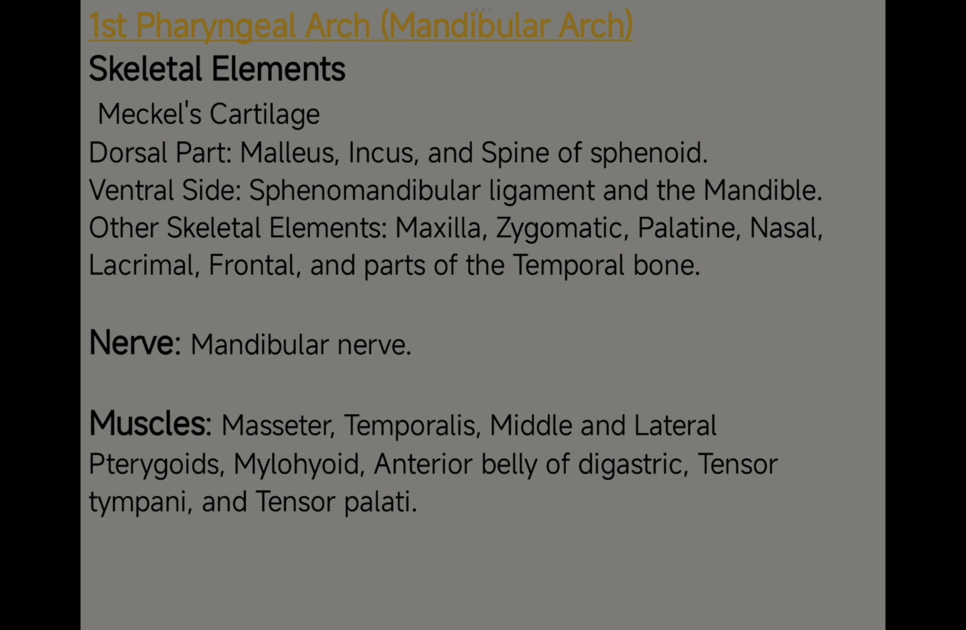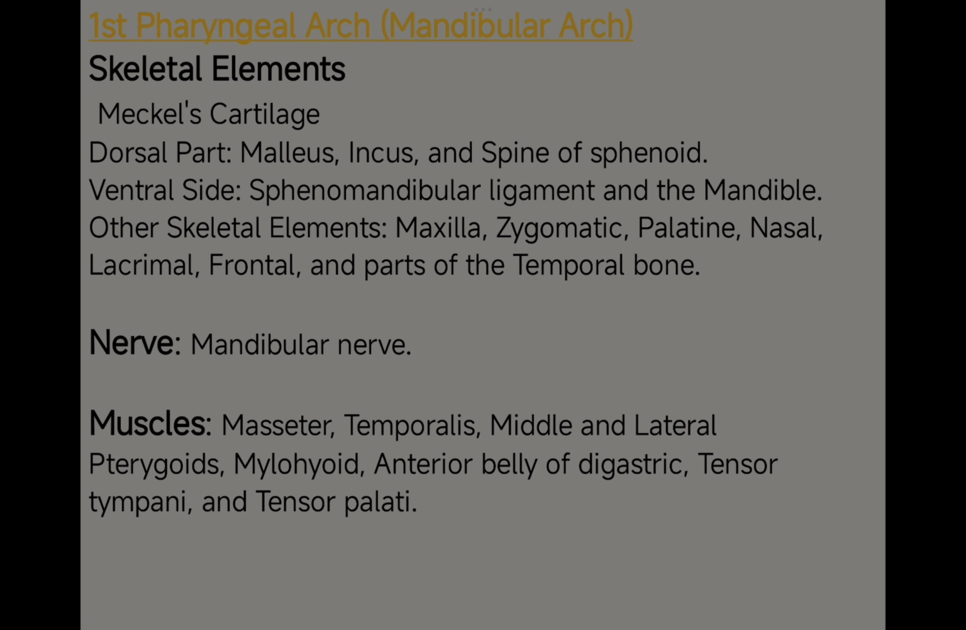First pharyngeal arch, also known as the mandibular arch. It develops many skeletal elements, nervous elements, and the muscular elements. So, if we talk about the skeletal elements, then Meckel's cartilage has two parts, dorsal parts and ventral parts. Dorsal parts include malleus, incus, and spine of sphenoid, and ventral side includes spinomandibular ligament and the mandible.